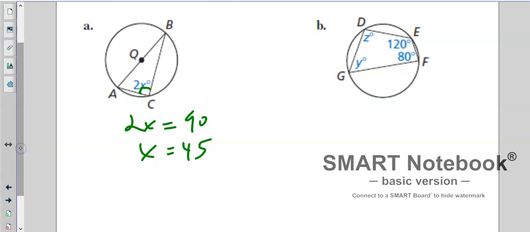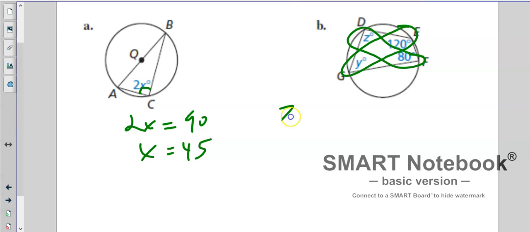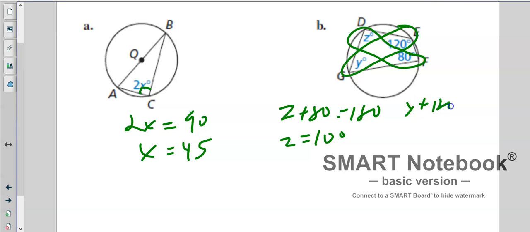All right. Over here, remember, opposite angles are supplementary. So those two add up to 180, and these two add up to 180. So we have z plus 80 equals 180. So z is 100. And y plus 120 equals 180. Subtract 120 and you get y is 60. And that's it. A lot easier than it looks in all the verbiage and description.